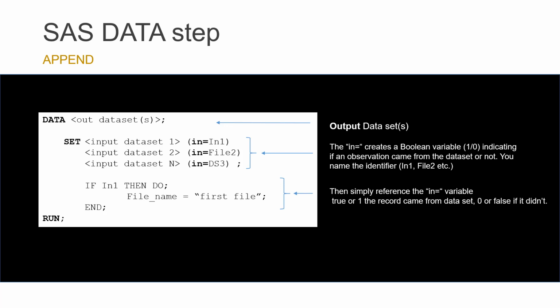One of the things that we typically need to do is control how the processing happens. So there's an option called IN=. It creates a Boolean value indicating which data set an observation came from. You name the identifier, in this case in1, file2, or DS3. Then you can simply reference the IN= variable as part of your conditional logic. Pretty straightforward.